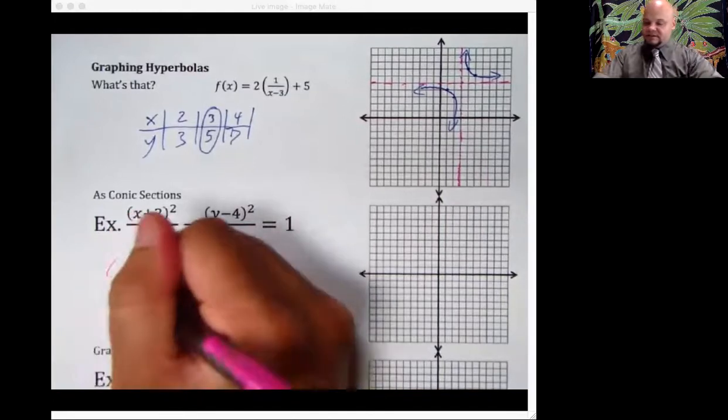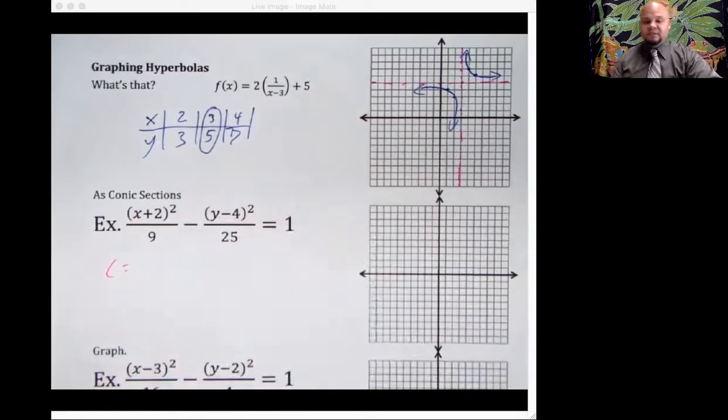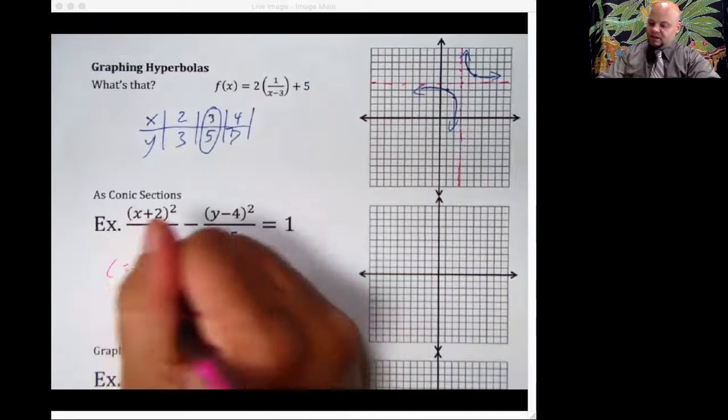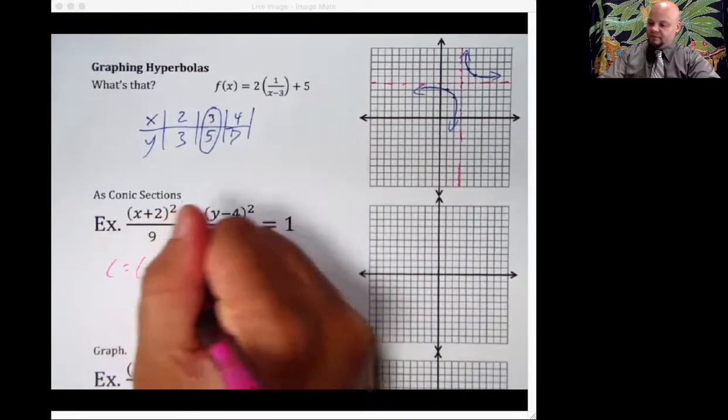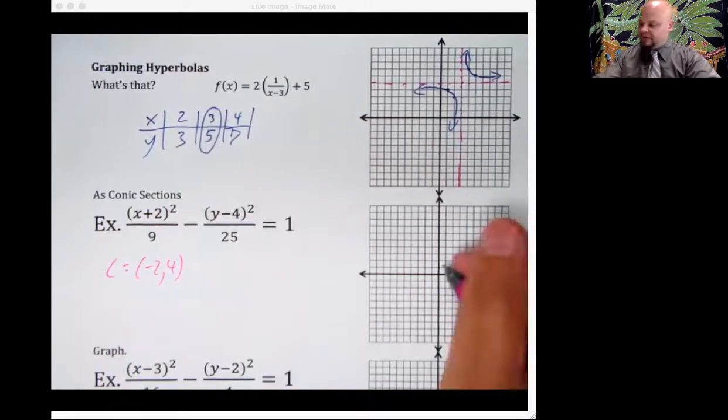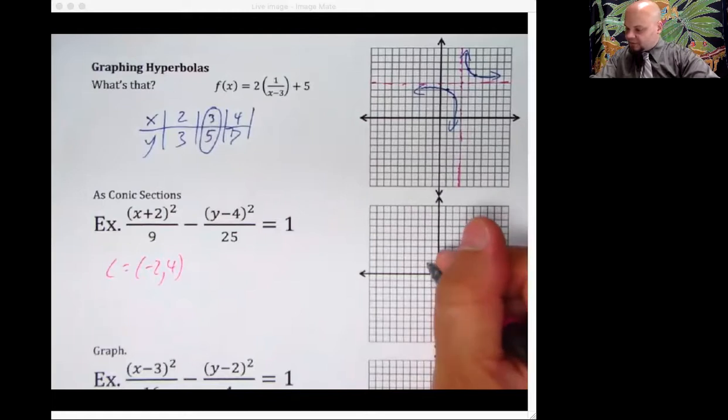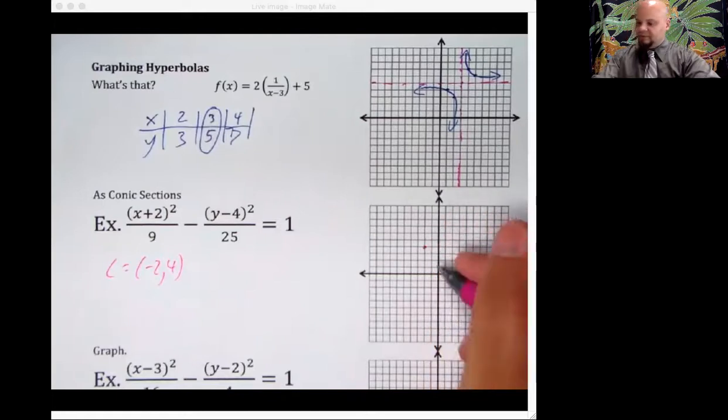So I'm going to graph the center, and I'm going to graph what on an ellipse would be the vertex and the covertex, or vertices and covertices. Our center is going to be at negative 2, 4. So we want to put that point down. Negative 2, 1, 2, 3, 4, right there.